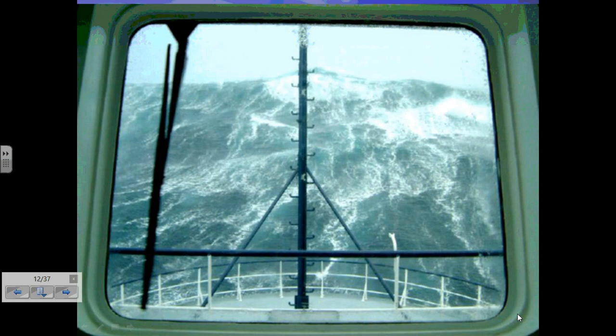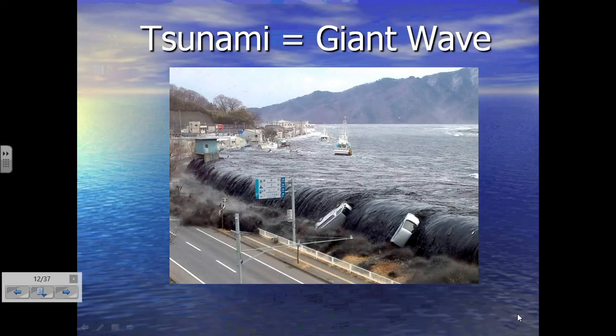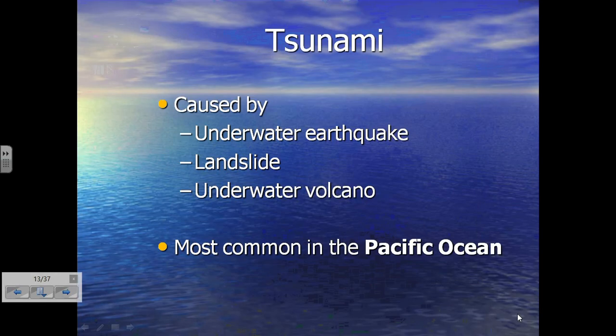Now, since I've showed you images of large waves, let's talk about something that we should become familiar with when it pertains to waves, and that's something called a tsunami. I equate it to being called a giant wave. Now, tsunamis are caused by underwater earthquakes, landslides, or underwater volcanoes, and they are most commonly found in the Pacific Ocean.